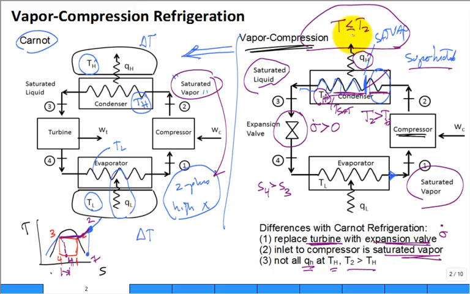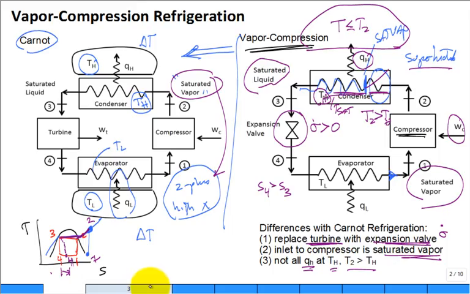Where is work coming out of that system? Work is only going into it, and there's no work coming out. You just supply work to the refrigeration cycle. All right, so that's the big contrast.